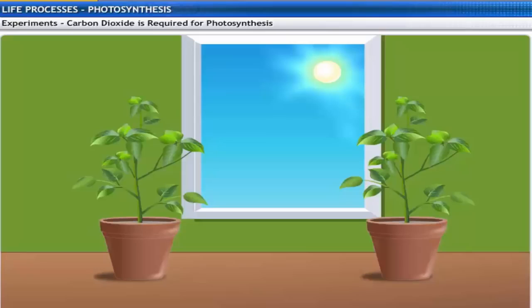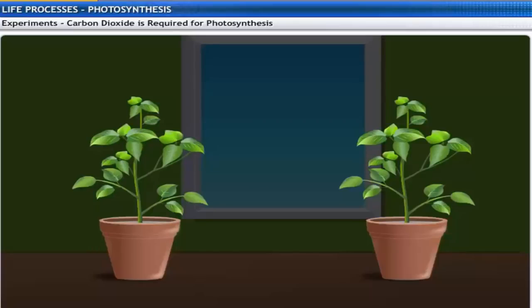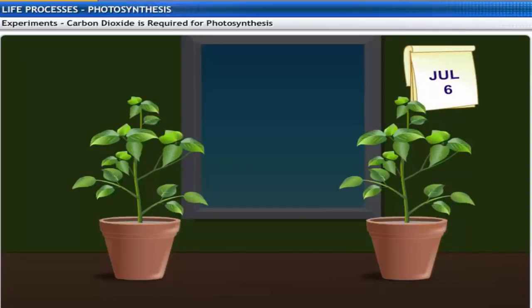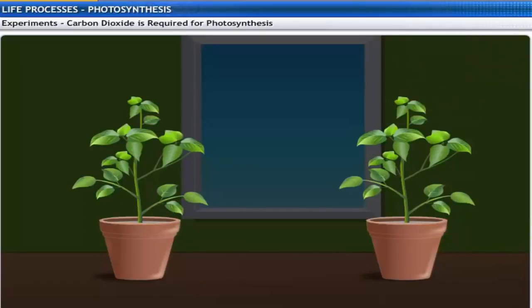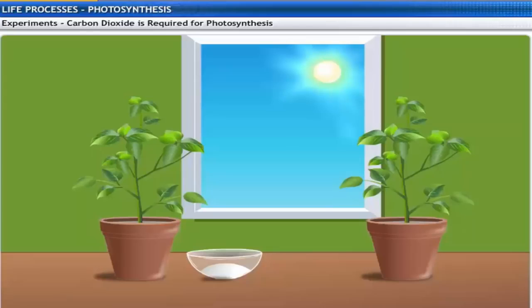Take 2 healthy potted plants of the same size. Keep the potted plants in a dark room for 3 days. Now, place a watch glass containing potassium hydroxide beside one of the potted plants. Potassium hydroxide is used to absorb carbon dioxide.